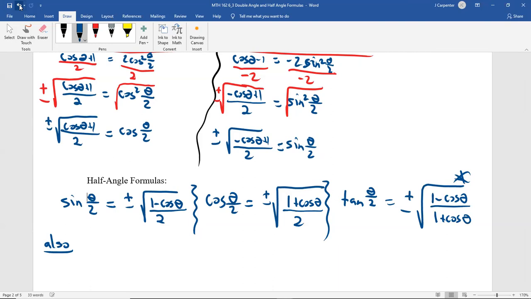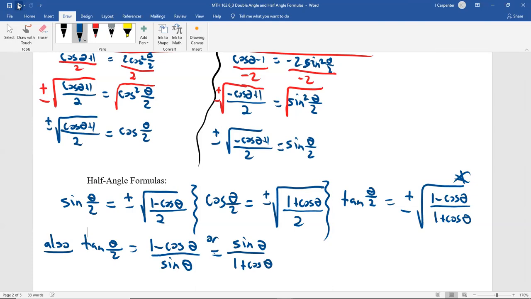So also, tangent of a half angle is equal to 1 minus cosine of theta, all over, not 2, I'm looking at a 2, over sine of theta. My formulas, but when I look at something, it just makes me write it. Or it could be sine of theta over 1 plus cosine theta. So there are 1, 2, 3 versions of this formula.